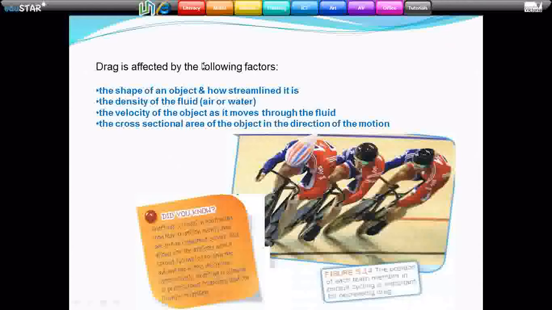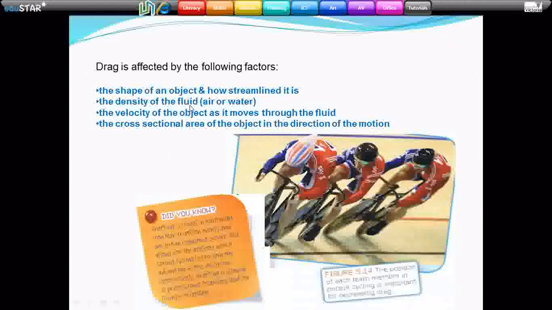Drag is affected by the following factors. So it's the shape of the object and how streamlined it is. So if you look again at the cyclist example, this rider has one of those bullet type helmets on, which streamlines the drag that's coming off the back of the helmet. Drag is also affected by the density of the fluid. So if we're travelling through water compared to air, that's going to increase the drag. And that's one of the reasons that we swim a lot slower than we run, because the density of water is significantly higher. So as we swim, there's a lot of drag to work through, whereas when we're in the air, there's not as much drag, so it's easier to run.